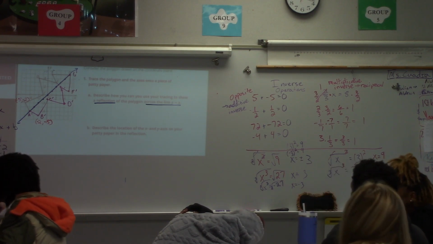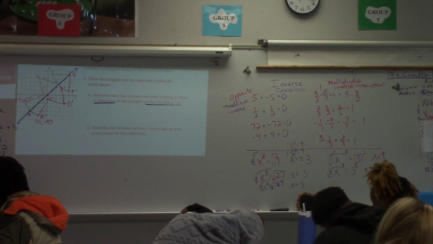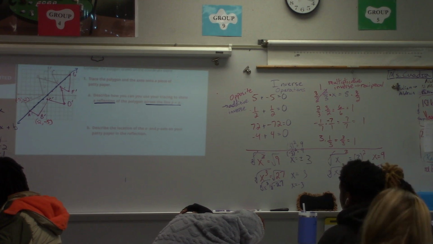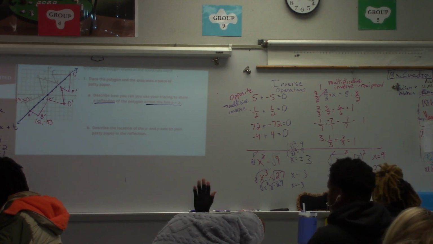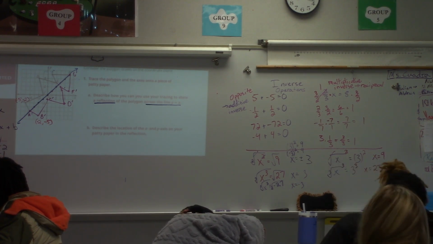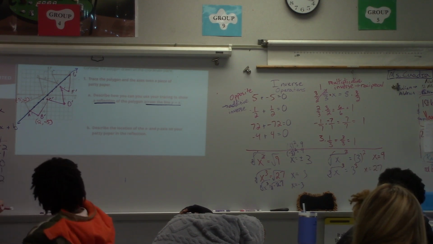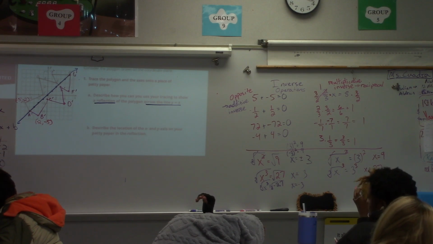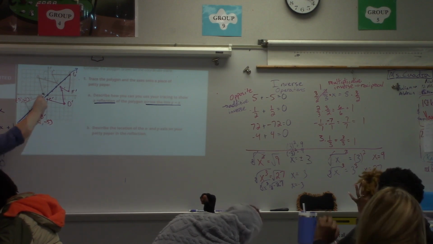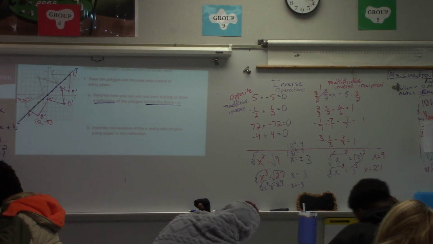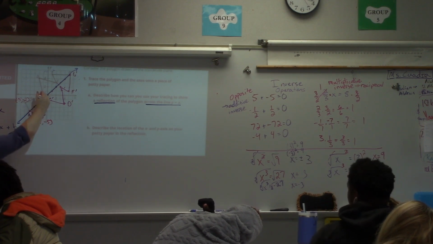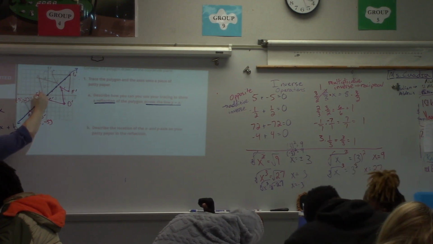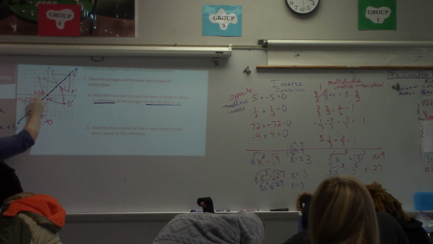I want you to look at those points and think about it for a minute. Don't make any predictions out loud, but start thinking about maybe there's a relationship there. Maybe there's a pattern. Let's look at C. What are the coordinates for this C right here? Remember, X is first, so negative 1, comma.